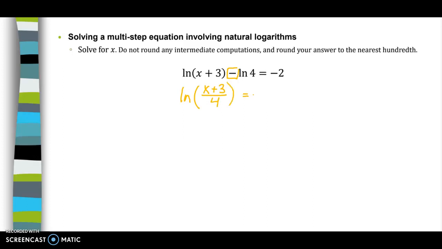So when I'm subtracting, I can take the natural log of my first divided by my second, and that's going to equal negative 2. From here, let's put this in exponential form, and then let's solve for x. You should get x is about negative 2.46, which after we check will be okay once we plug it in for x. So that is our answer. Go ahead and work through this and see if you can get to the right answer.